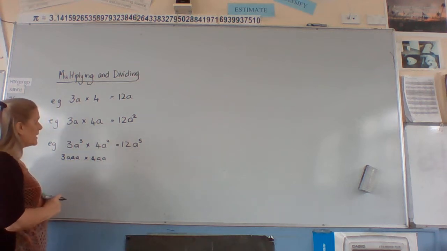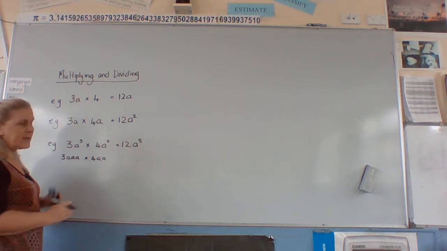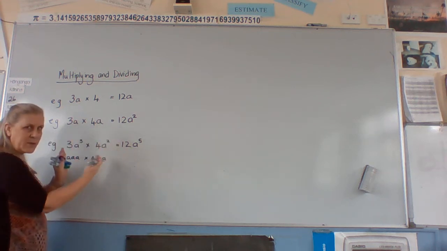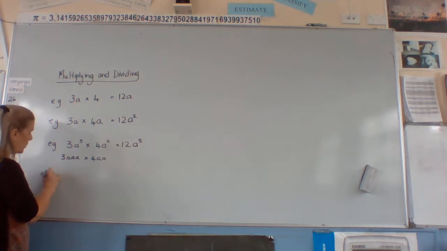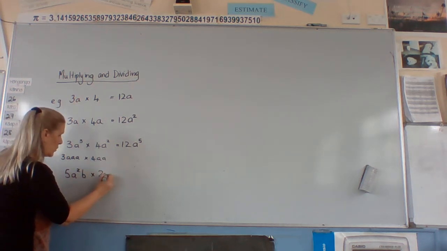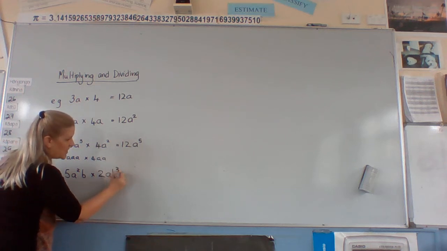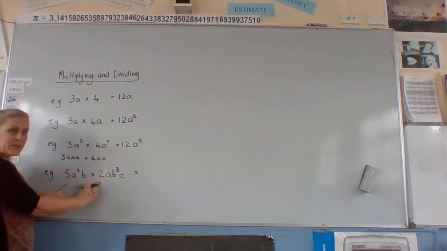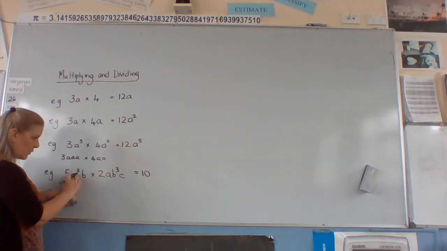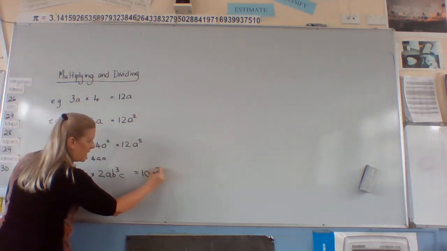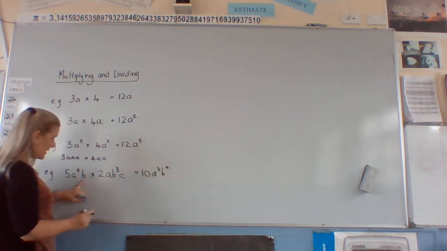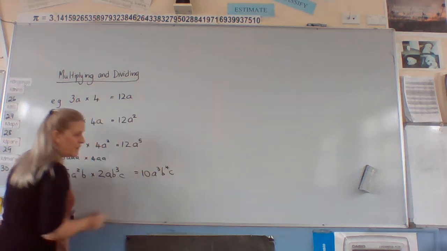All right? So we can multiply anything by multiplying the numbers, adding up how many of one letter, adding up how many of another letter, etc. So we could have something like this, 5a squared b times 2ab cubed c. All right, starting with the numbers, 5 times 2 is 10. How many a's? 2 here and 1 here makes 3. How many b's? 1 here and 3 here makes 4. How many c's? None here, but 1 here makes 1.